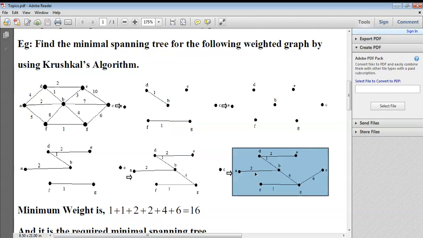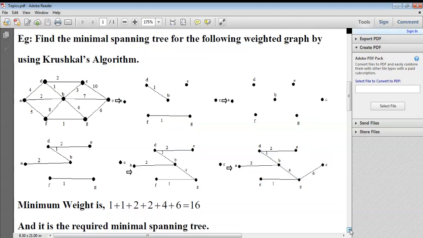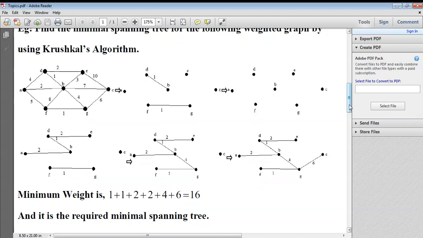The procedure is first denote all the vertices, then join the vertices with minimum weights to maximum weights. In the process, it should not contain any cycles, and stop the process if all the vertices are connected, that is all the vertices are having paths. Okay, so this final graph is the minimal spanning tree, and the minimum weight of the edges is 1 plus 1 plus 2 plus 2 plus 4 plus 6, and it is 16. Okay, now let us take another example.